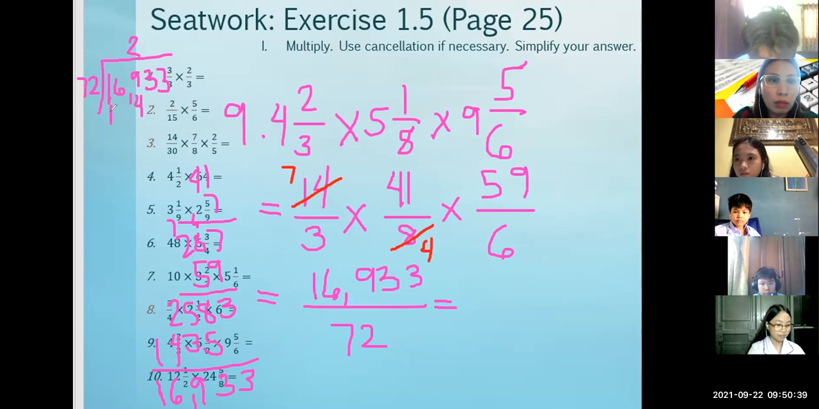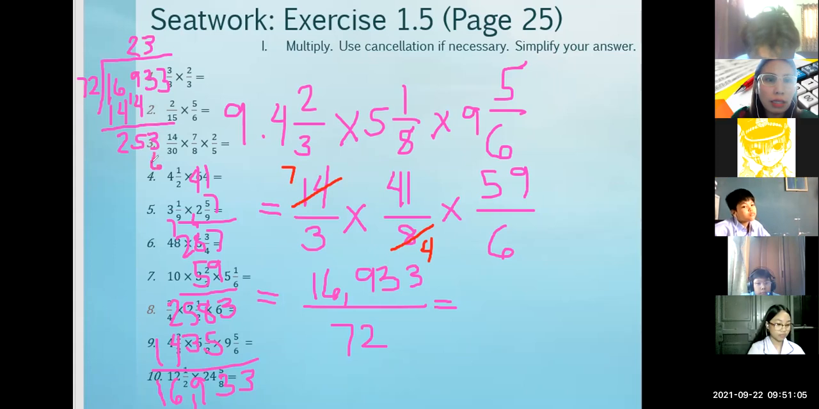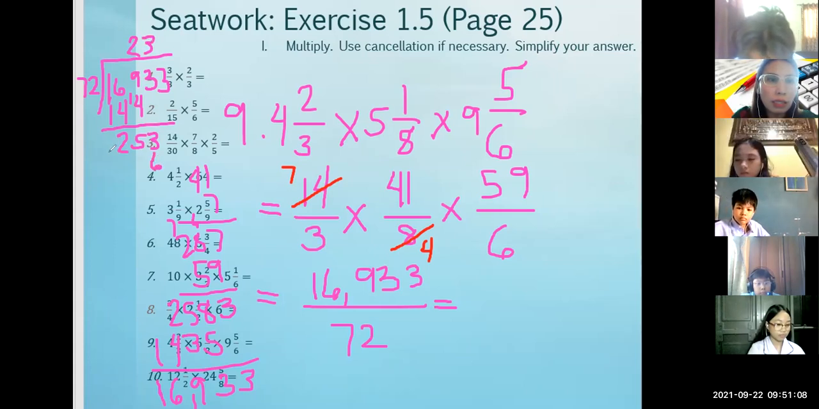4. 40. 5. 2. We cannot divide 25 by 72. We need to bring down 3. 253 divided by 72. It's 3. 3, 6, 21. 7, 4, 3. Bring down 3.